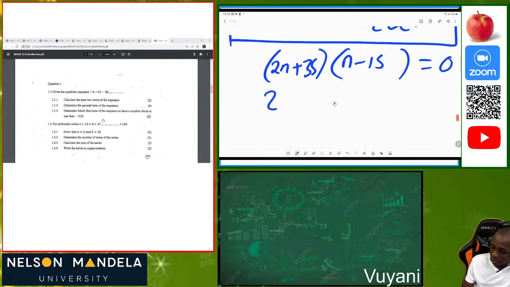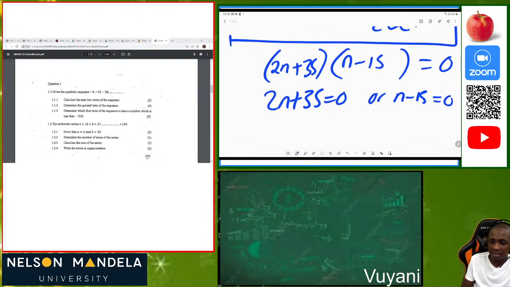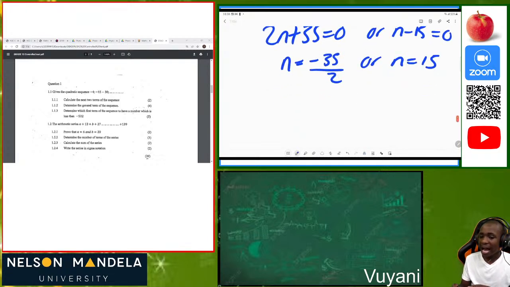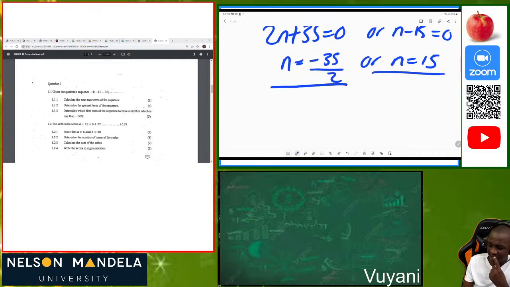So now we know that 2n plus 35 is equal to 0, or n minus 15 is equal to 0. Then what do we do after that? We know that our n will be equal to negative 35 over 2, or our n is equal to 15. We are not yet done, because we must bear in mind the critical values here.